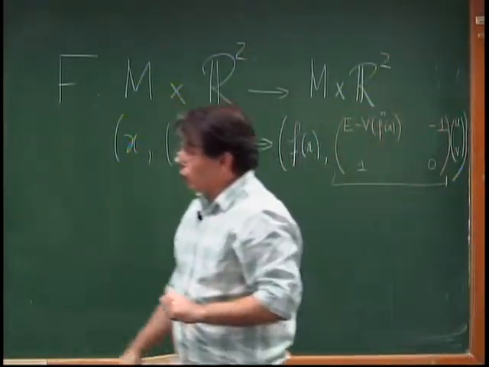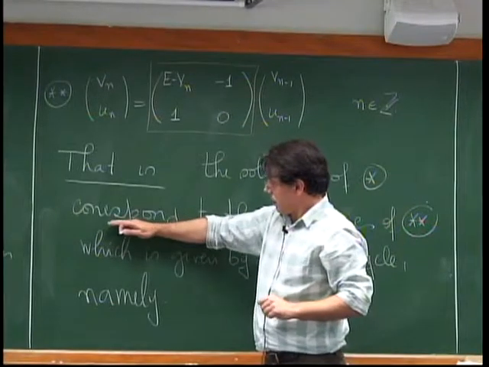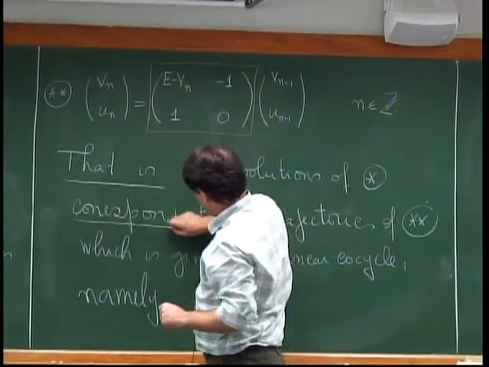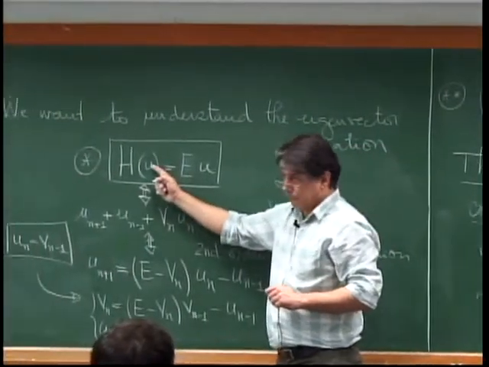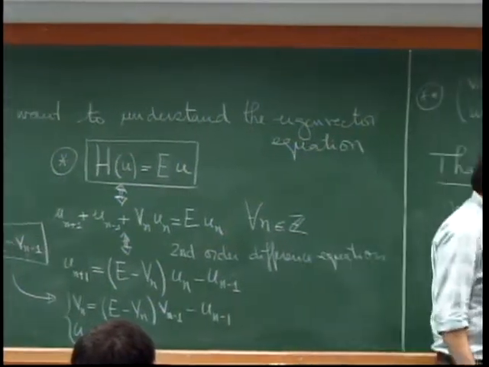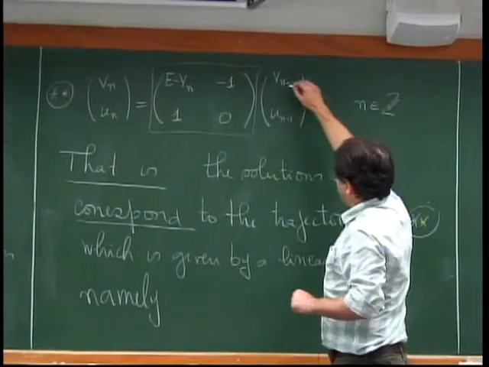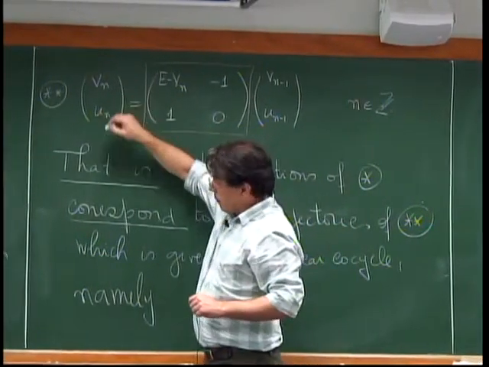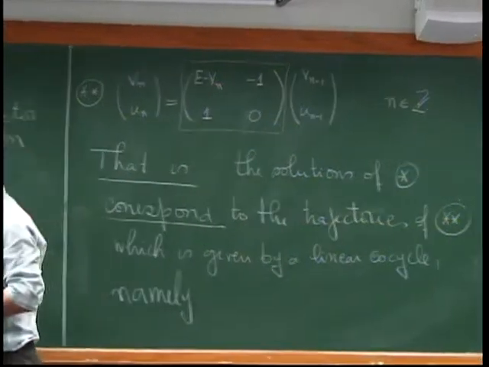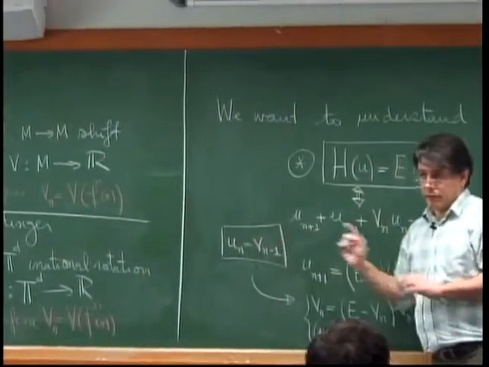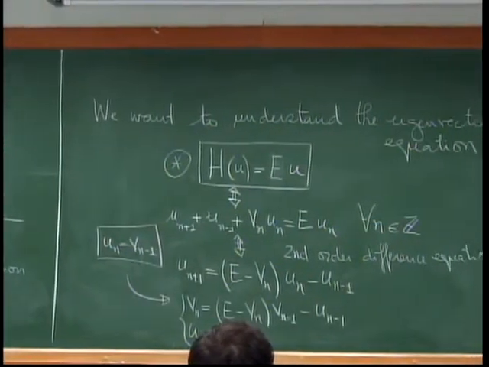When I say corresponds, I was careful here because solutions of this are sequences u_n. And here you have pairs, u_n, v_n. But you also have the dictionary. Dictionary is this: v_n is just the shift of u_n.